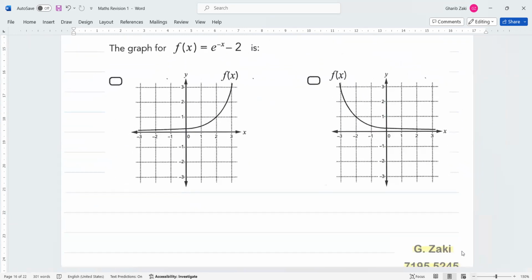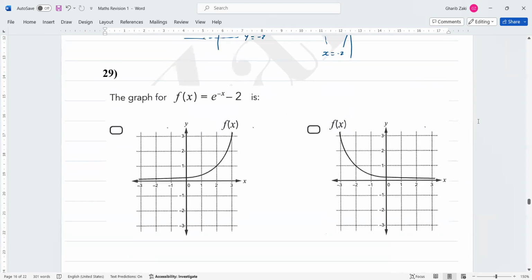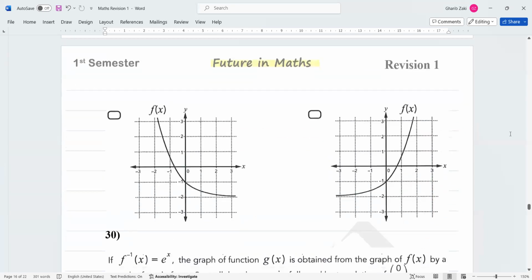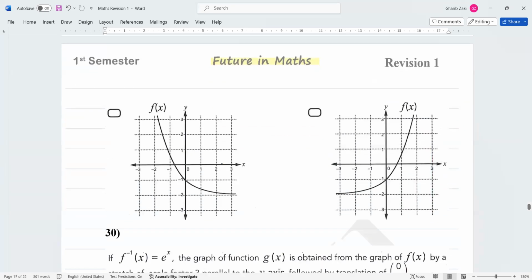In that question, what is the graph here? e power negative x. It is a reflection in the y-axis. Okay? So this curve is wrong. This is e power x. This is e power negative x. But negative 2 is the asymptote. So this is wrong and this is wrong. And then the asymptote y equals negative 2. Yes. And it is a reflection in the y-axis. So this is the correct one.